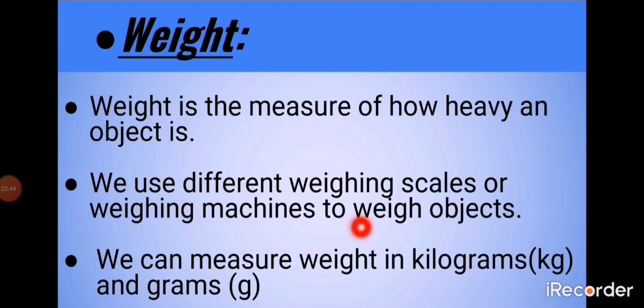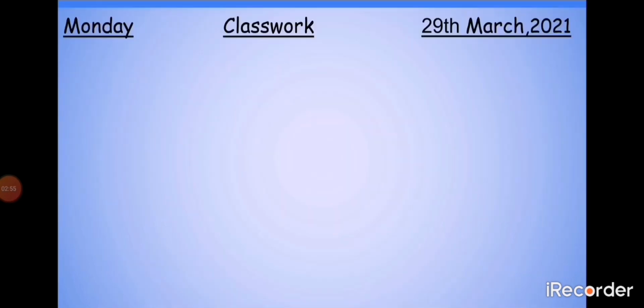We can measure weight in kilograms, kg, and grams, g. So we can measure weights in kilograms and grams. They are the units used for measuring weights.